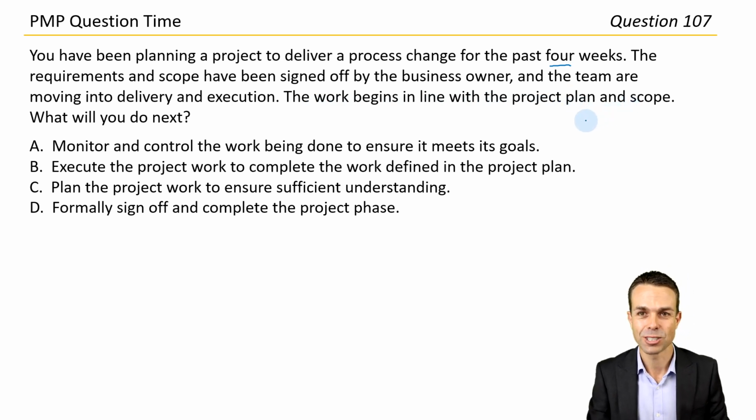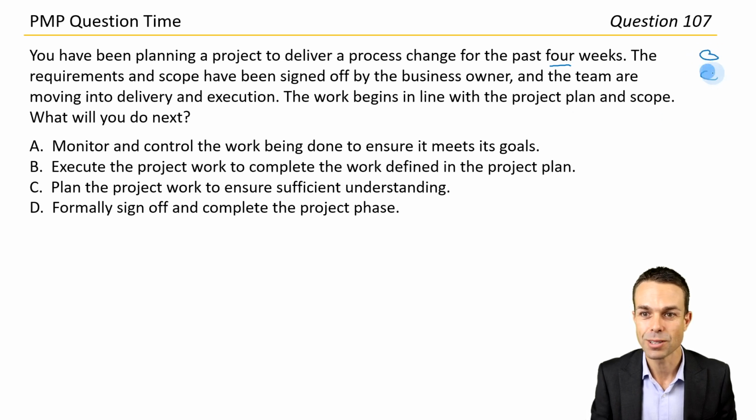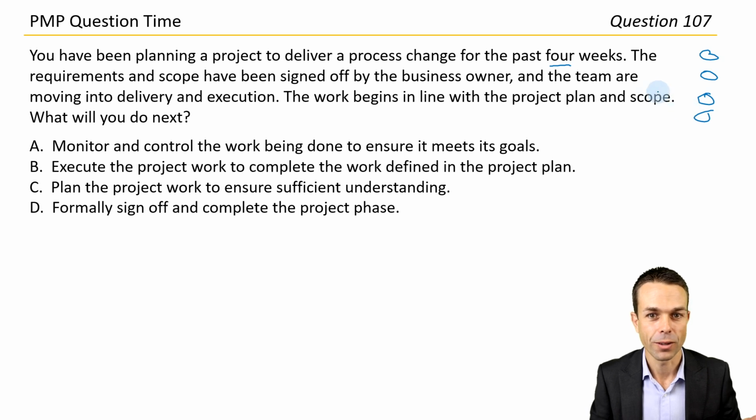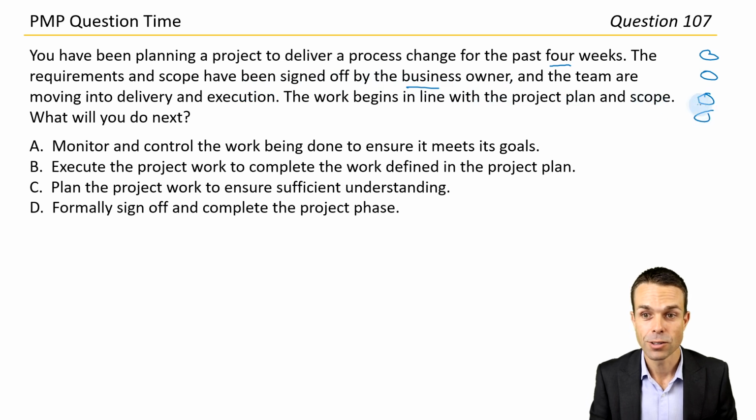You know what, this sounds suspiciously like the PMBOK 6th edition, actually. Those steps, the project steps. So we've planned, we've initiated it, the requirements have been signed off by the business owner. We're ready to move into execution and delivery. So what do we do next? We monitor and control, and then we close the project.